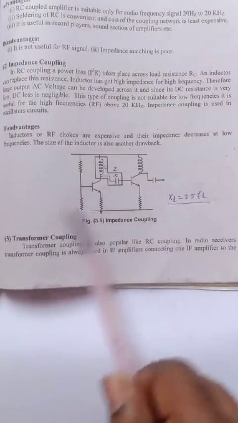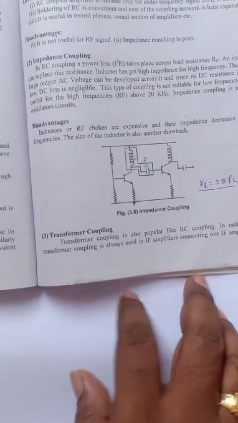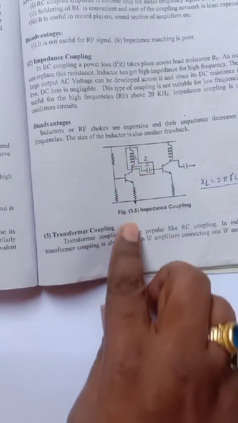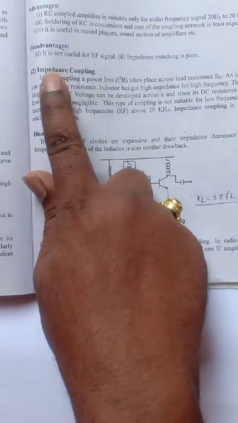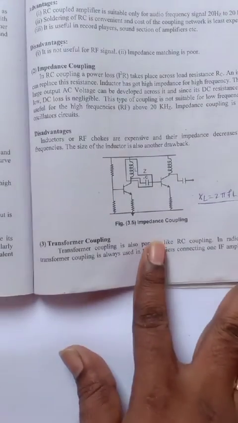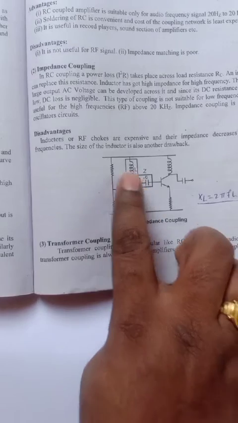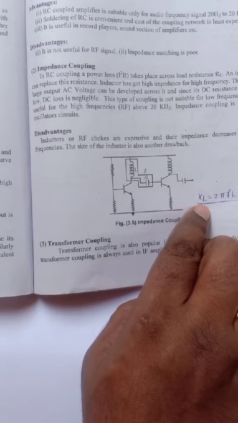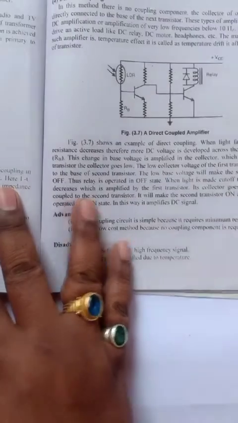Another one is transformer coupling, in which we don't need these components RC or LC. Here we are using L and C, so there is impedance, and that's why we named it impedance coupling. The capacitor has capacitive reactance and the inductor has inductive reactance, and combined this is known as impedance. So this is impedance coupling. Then the next one is transformer coupling.